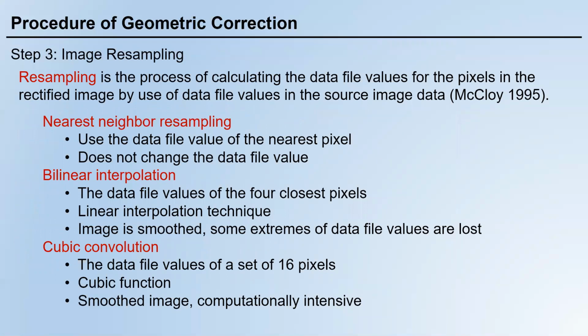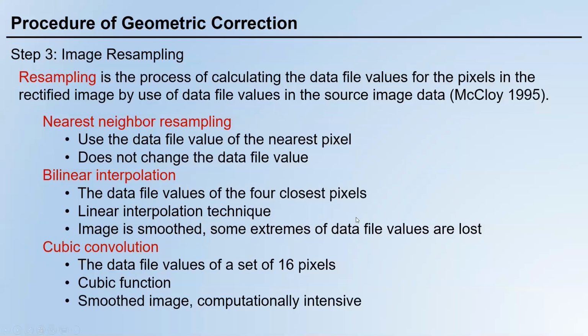Third step is about image resampling. I mentioned it a little bit, right? Nearest neighbor resampling is the simplest one. Of course, we can use bilinear interpolation, or even a higher order resampling method, cubic convolution. Bilinear uses the data file values of the 4 closest pixels. It is a linear interpolation technique. The image is smooth. Some extremes of data file values are lost.